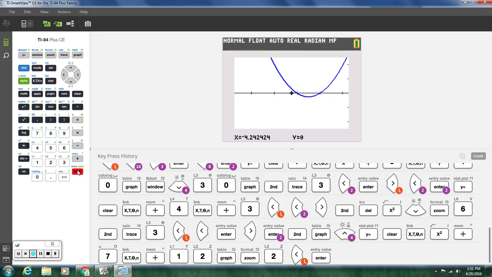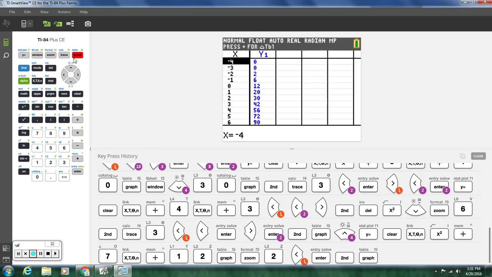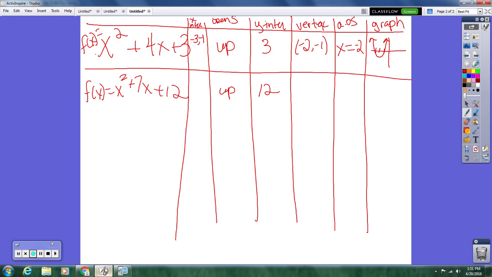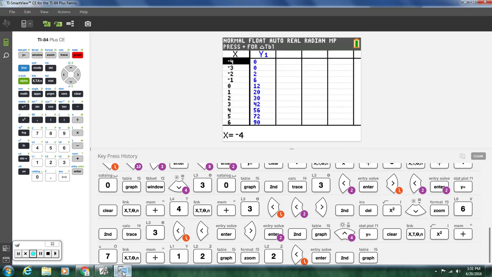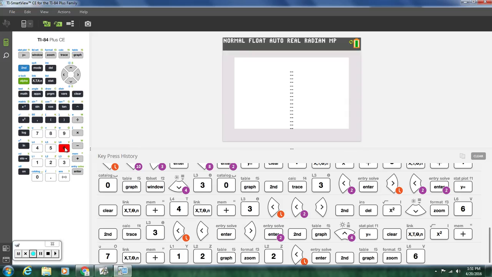So I could go back to that table to see. To me, it looks like -2 and -3. Well, I was wrong, -3, -4. So there's my x-intercept. So I can put -3, -4 right here, my x-intercept. Go back to that graph. Let me just go back to the standard window. What else do I need to know?